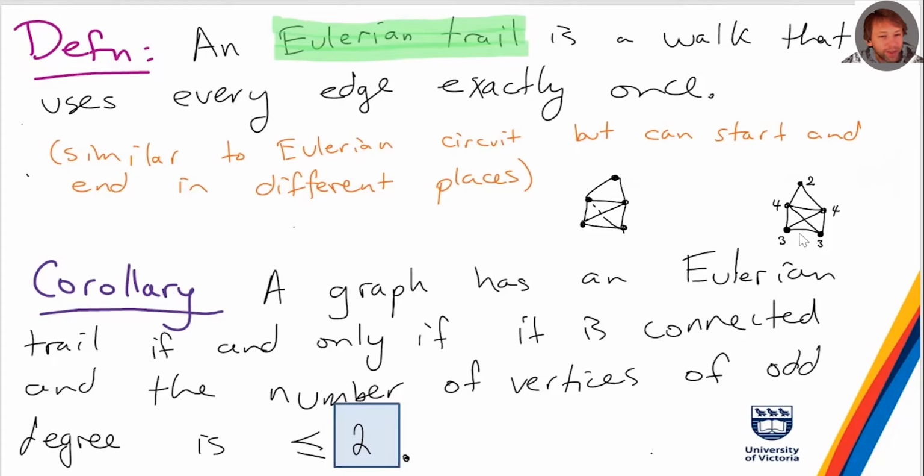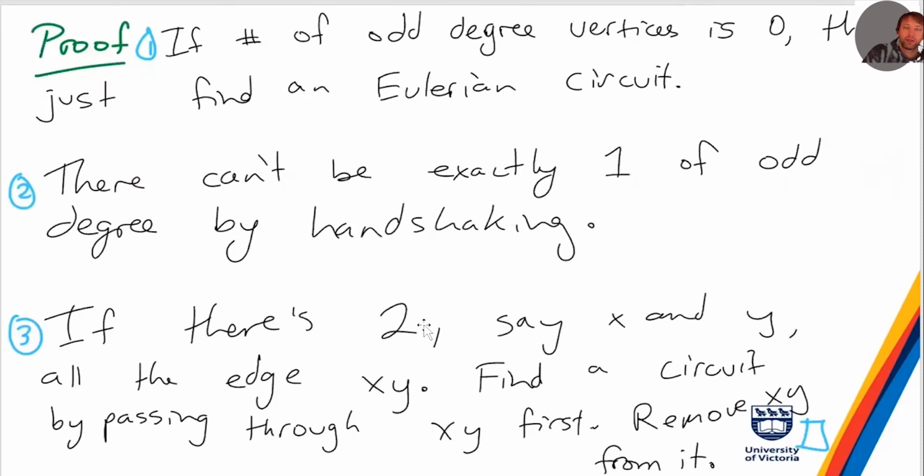But how do I prove that this always exists? No matter what, it always exists. And actually, it's not that hard. So here's how you prove this corollary. I said that there's at most 2 vertices of odd degree. There might be 0, right? So if every vertex has even degree, then all we do is find an Eulerian circuit, and an Eulerian circuit is an Eulerian trail, right? In a trail, you don't have to end and start at different vertices. You can end and start at the same vertex.